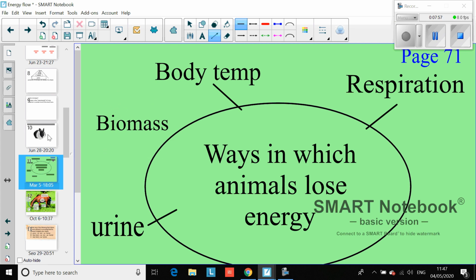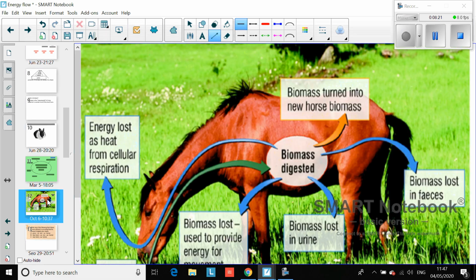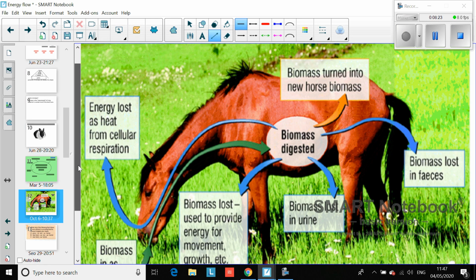Because if you think about this rabbit, a stoat comes along and eats this rabbit, it might not eat every part of it. And so therefore, not all the energy is transferred, not all the biomass is transferred up. Also, if the rabbit eats the grass, it's going to poo some of it out. So again, some of that biomass is lost as waste. Okay, and you can see here all the ways in which energy can be lost.